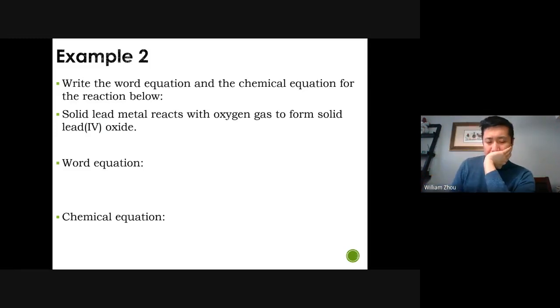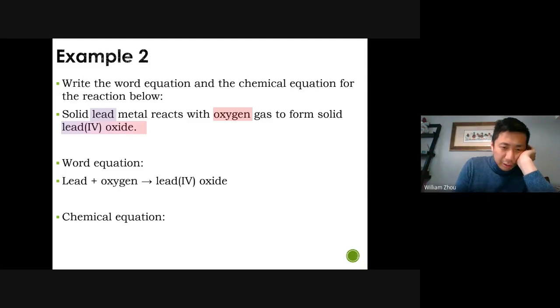Okay, I'm gonna take this up. The word equation is relatively easier compared to the chemical equation. All you have to do is just copy them down and write them in an equation format. You have lead and you have oxygen. What did you make? Lead 4 oxide. So those are the three chemicals. So for the word equation, just put them in. Lead plus oxygen, arrow, lead 4 oxide. Okay, nothing fancy. Don't change anything.